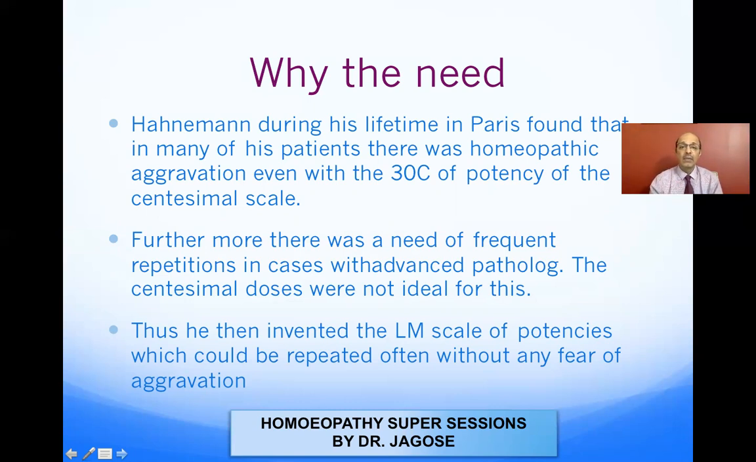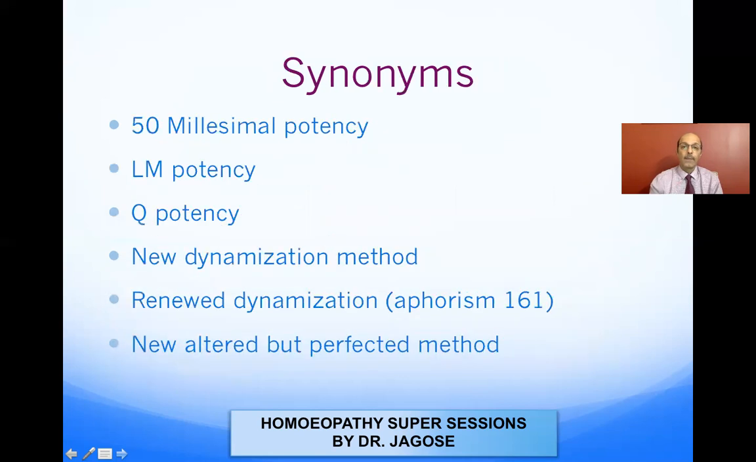Furthermore, there was a need for frequent repetition in cases with advanced pathology. The centesimal dose was not ideal for this. So in cases where the pathology was advanced, repetition without an aggravation was not possible using the centesimal scale. Thus, he invented the LM scale of potencies, which could be repeated often without any fear of aggravation. Therefore, he said that there was a need for a scale in which the aggravation would be minimized or no aggravation would take place.